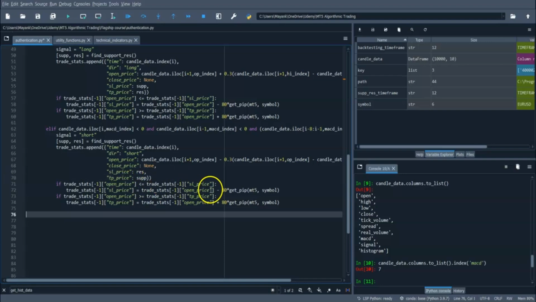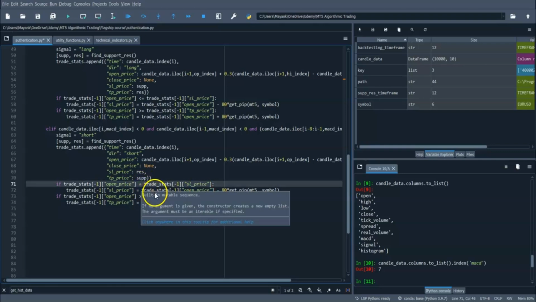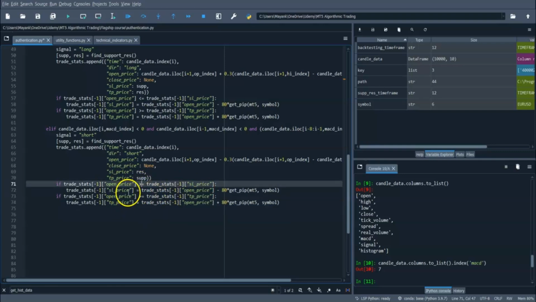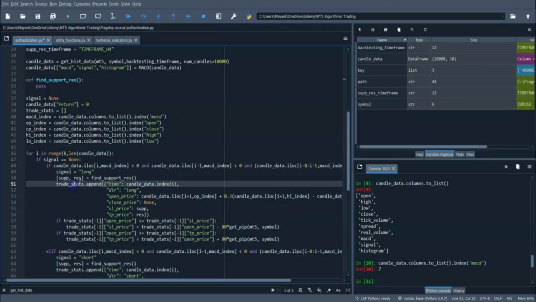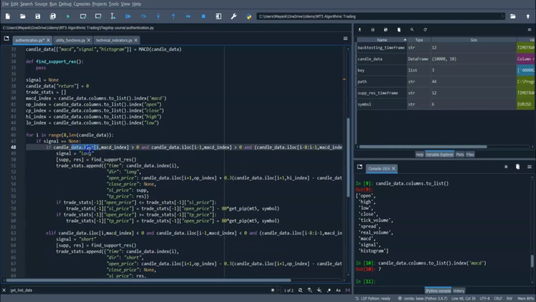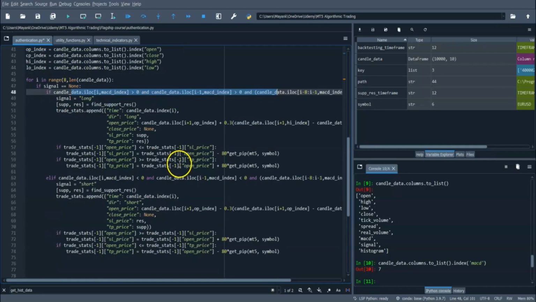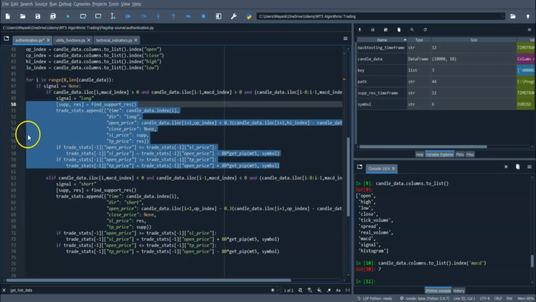Now with short, again, the open price, stop loss price dynamic flips. So if the open price is greater than equal to the stop loss price, the stop loss price would be open price plus 80 pips. Here again, it would be flipped. Less than the take profit price, this would be minus. Alright, so this part of the code takes care of what happens if we do not have a signal. As we are iterating through the backtesting data, if there is no signal, this is the logic that we will use to identify whether a new signal has been generated or not. And if it is generated, this is all the information that we will store.